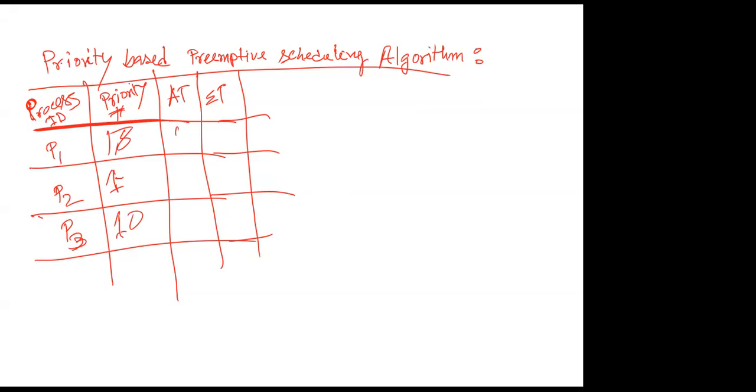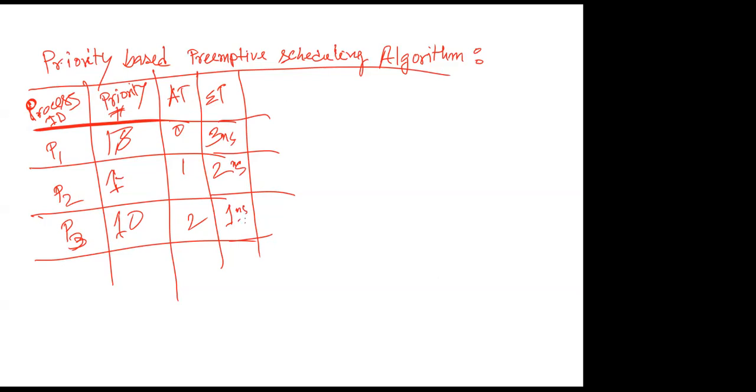Also their arrival is 0, 1, 2 in this order. The execution times, let's say, are 3 nanoseconds, 2 nanoseconds, and 1 nanosecond. These are the priorities and the execution times for the 3 processes. Please take a note.